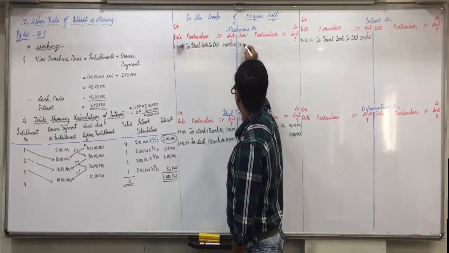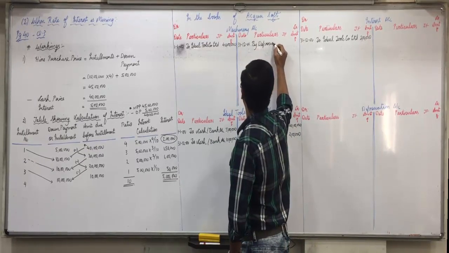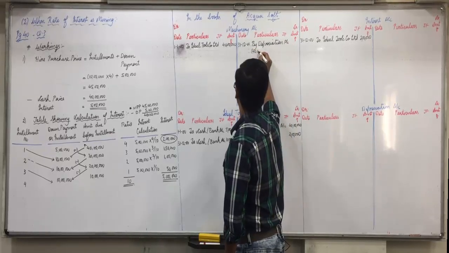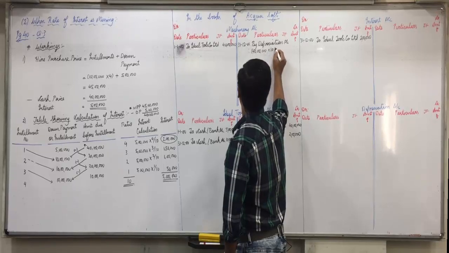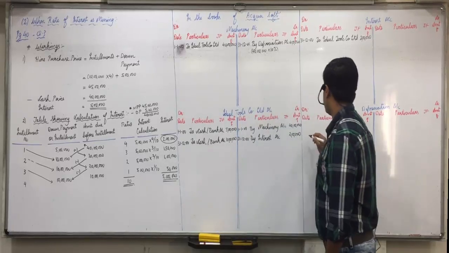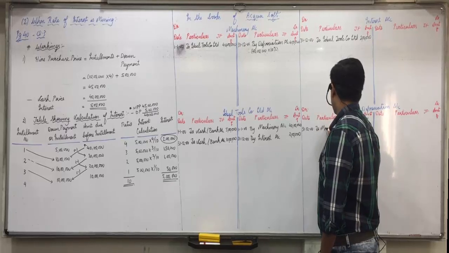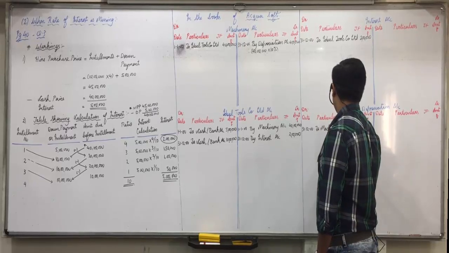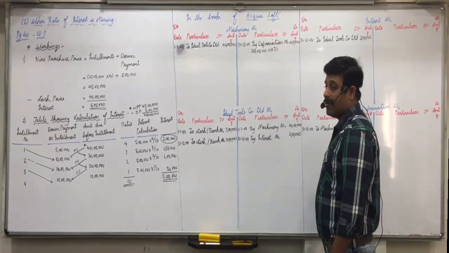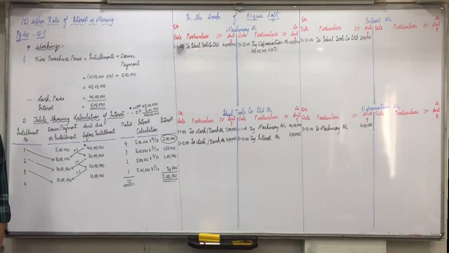So credit side 31/12/2000 by depreciation account, 40 lakhs into 10%, 4 lakhs, and opposite side in depreciation account 31/12/2000 to machinery account 4 lakhs. Anyone having any doubt on this? Depreciation entry also clear to everyone?